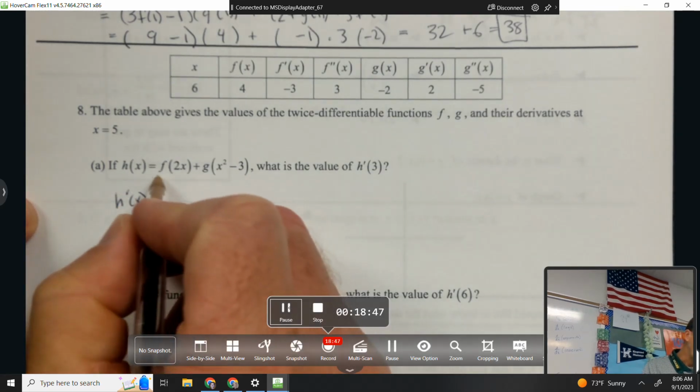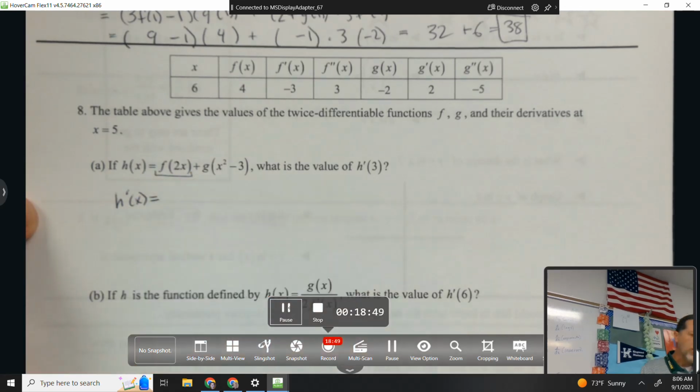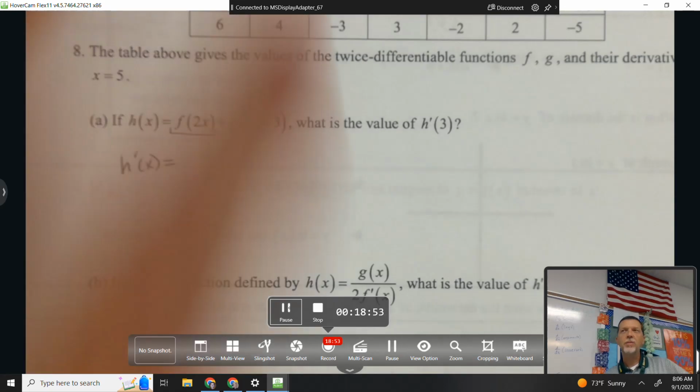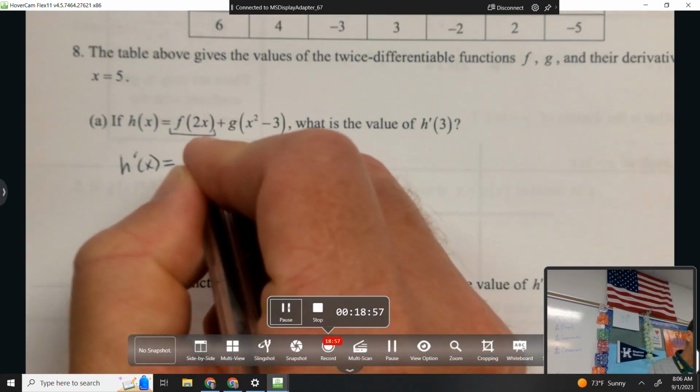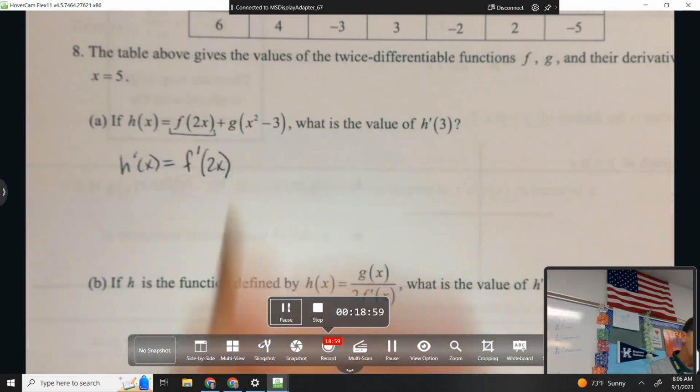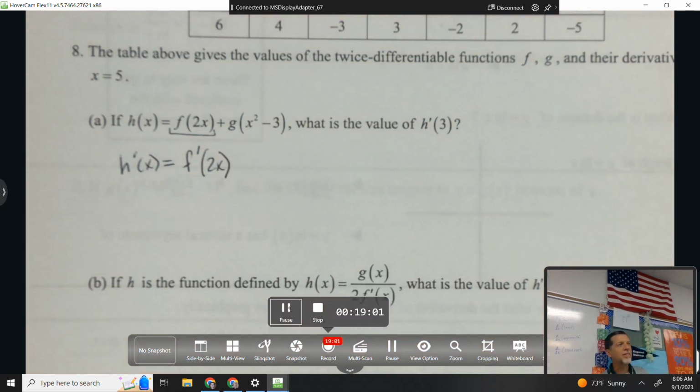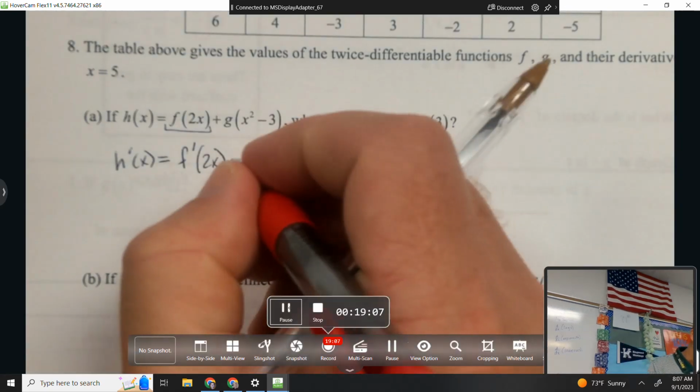What rule are we using here for f of 2x? That's going to be a chain rule. So outside in, the derivative of f is f prime. But it's not just f prime of 2x. What do I need on the end of that? A 2. A chain rule thing. Times 2.